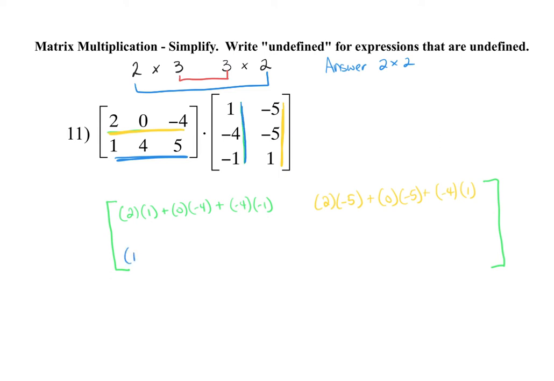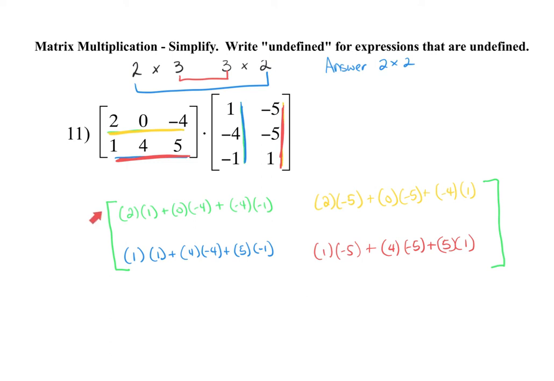So I'm going to say 1 times 1 plus 4 times negative 4 plus 5 times negative 1. I am done with that column, so I'm going to take that same row and go on to my next column. And so now I'm going to say 1 times negative 5 plus 4 times negative 5 plus 5 times 1.